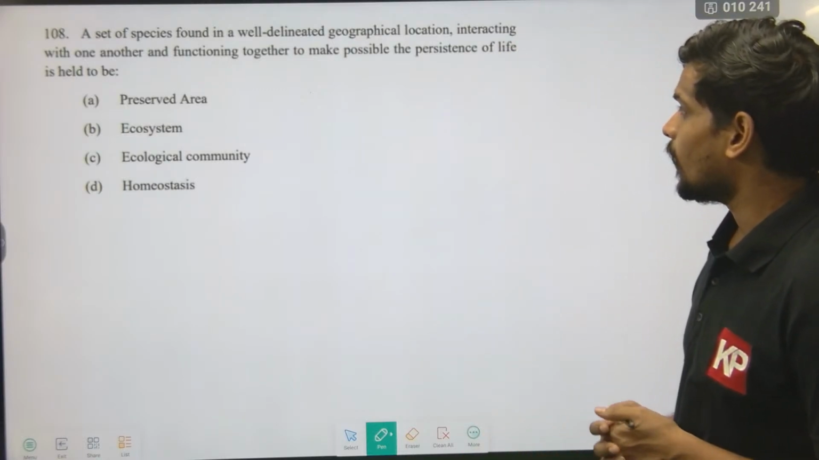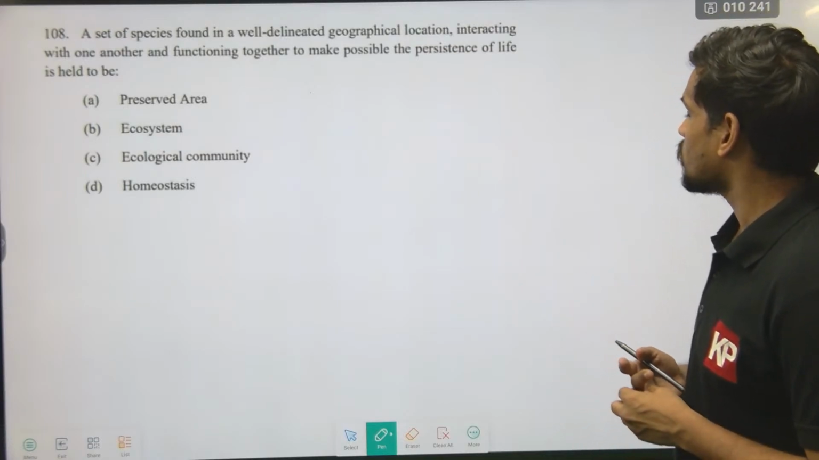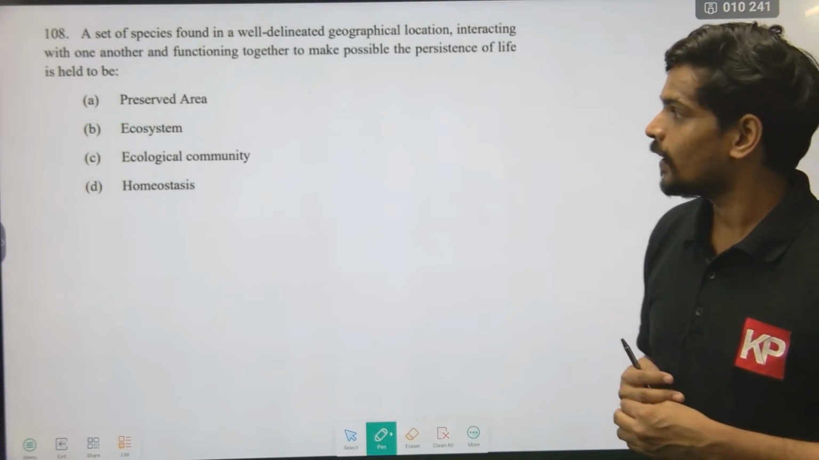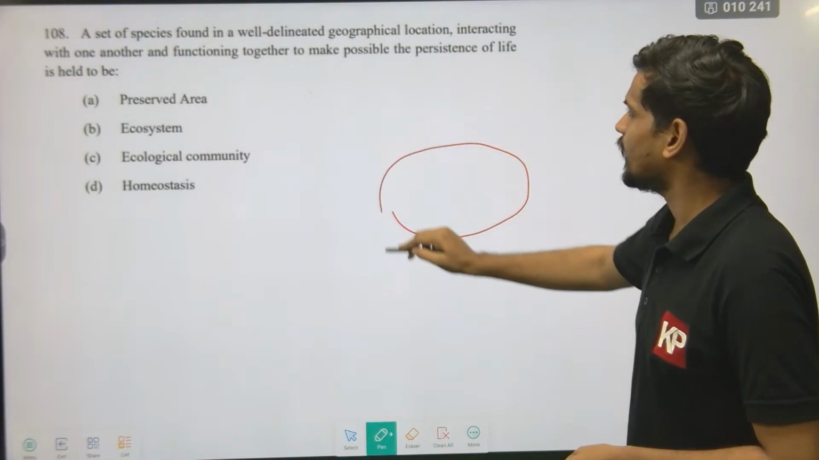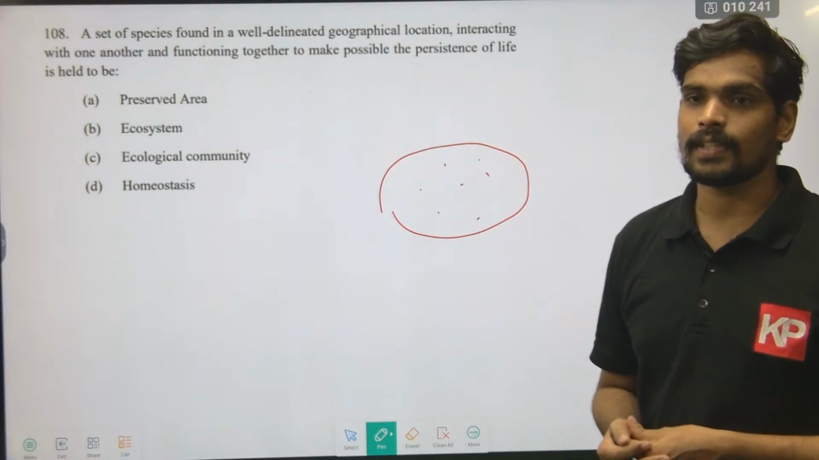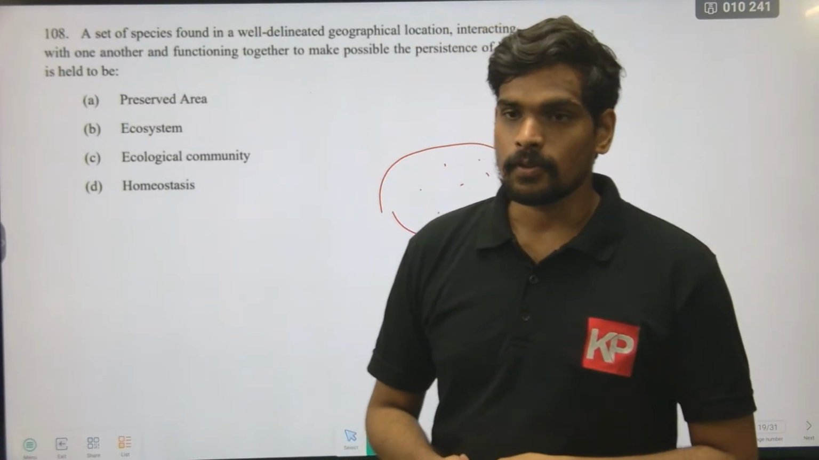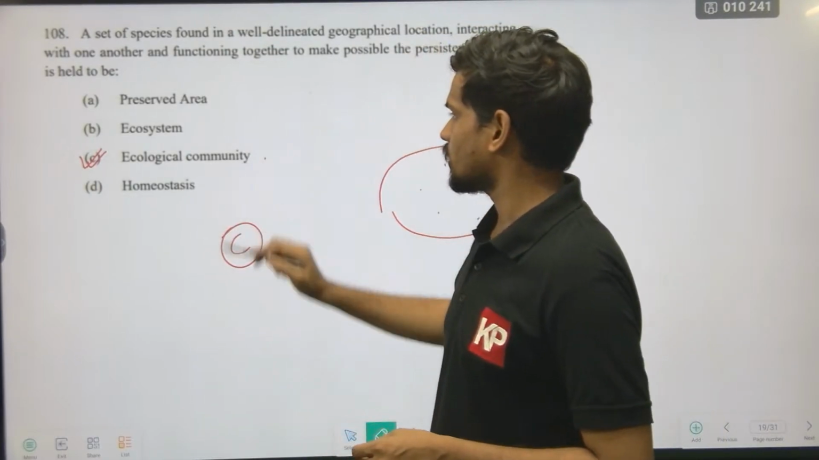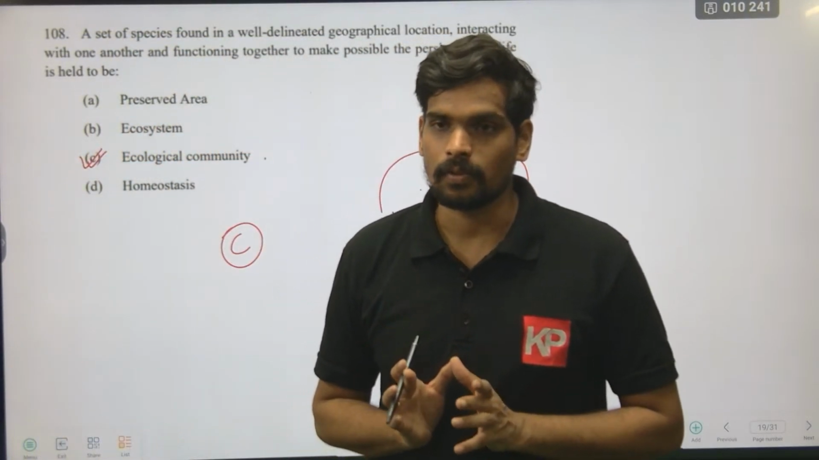A set of species found in a well delineated geographical location, interacting with one another and functioning together to make possible the persistence of life is held to be. So they're talking about a well delineated geographical area where you have a set of species which together are making it possible for the ecology or ecosystem to sustain. They're asking what is that community called as. It's basically referred to as ecological community. It's not ecosystem. The basic difference between ecological community and ecosystem is ecological community is just the set of species and living organisms of the ecosystem.